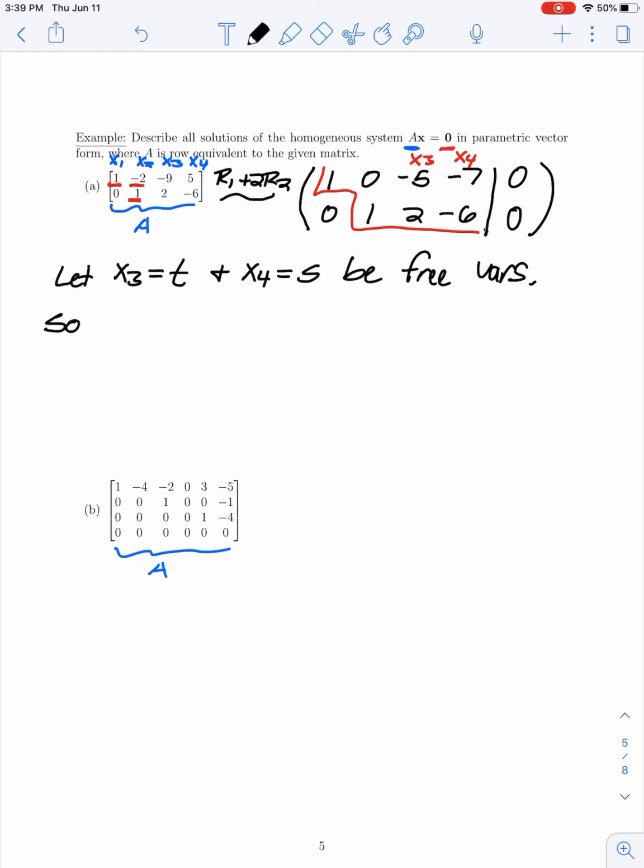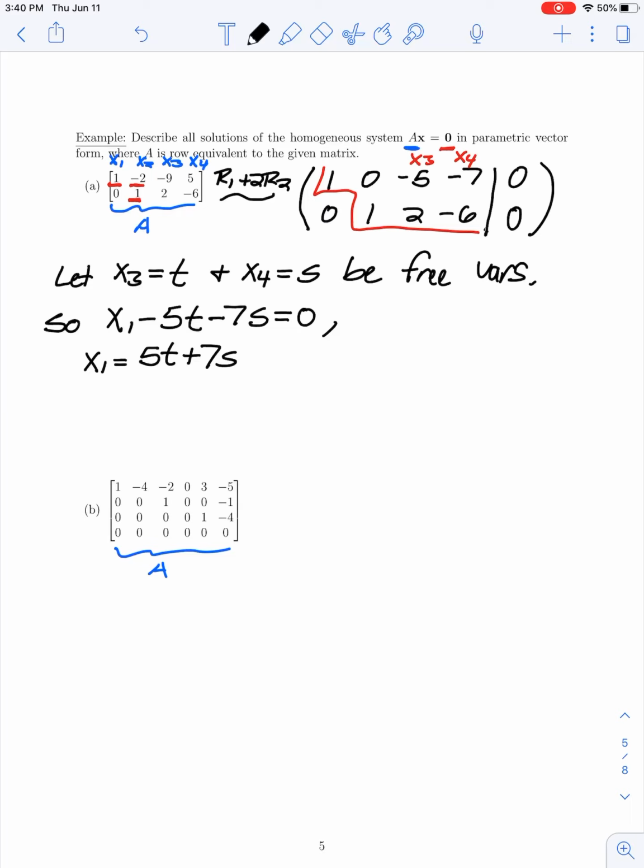So to solve for x1 and x2, we use our first 2 equations, our first 2 rows of our matrix. So the first row of this matrix says 1x1 minus 5 times x3, which I chose as t, minus 7 times x4, which I chose as s, has to equal 0. So x1 is equal to 5t plus 7s.